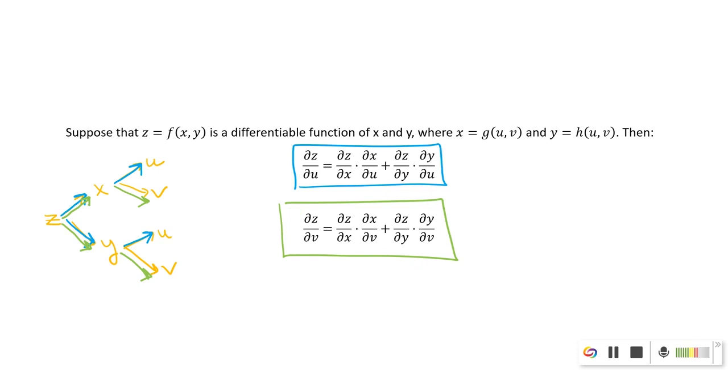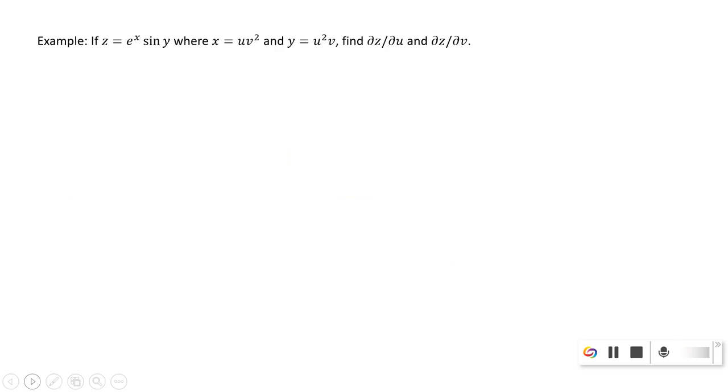And we can extend this idea to really any number of variables. But let's take a look at an example that uses this idea. So if z is e to the x sine of y, and x is u v squared, y is u squared v, let's see if we can find our partial derivative of z with respect to u and with respect to v.